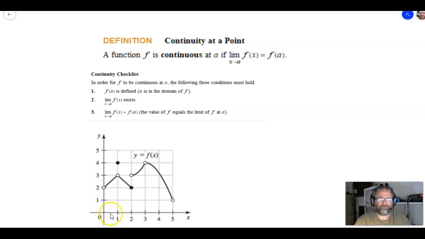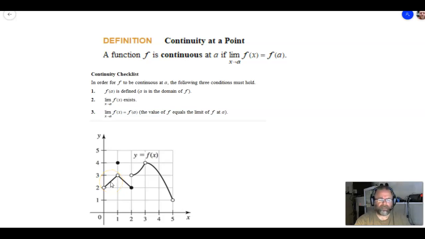How about x equals 0.5? Right there we're going to have a y value right about here. Looking from the left side, it looks like we're approaching 2.5. From the right side of x equals 0.5, it looks like we're also approaching 2.5. So the limit's going to exist, and it's going to be equal to 2.5.